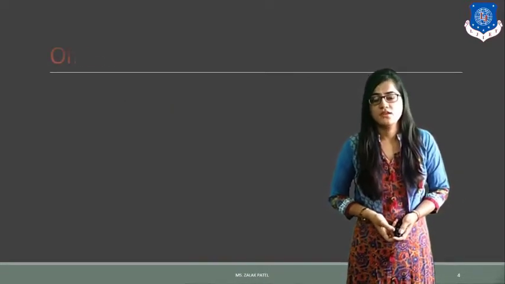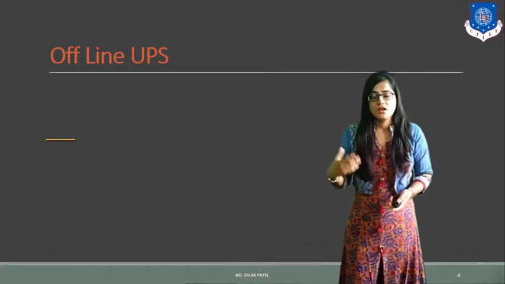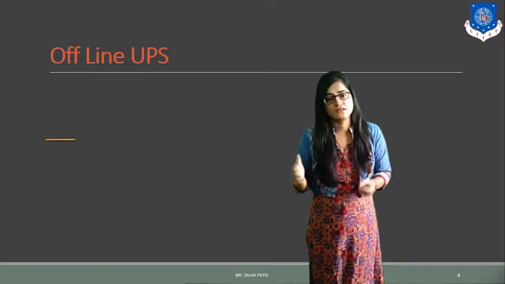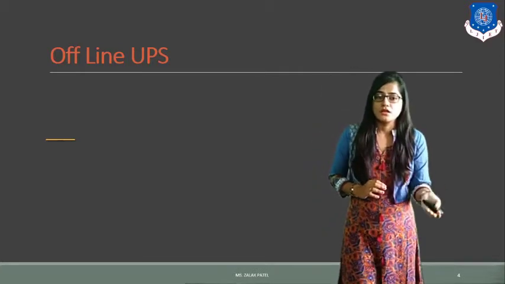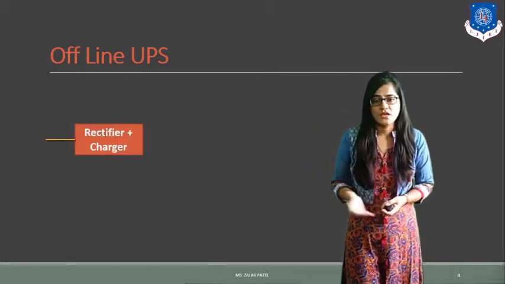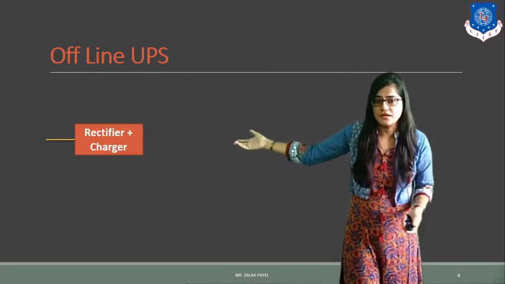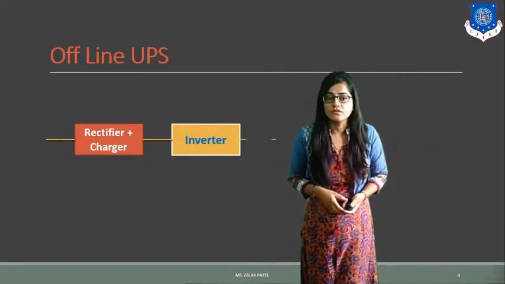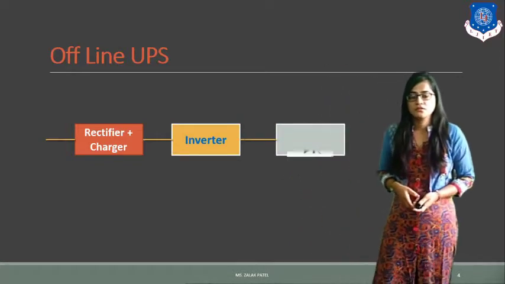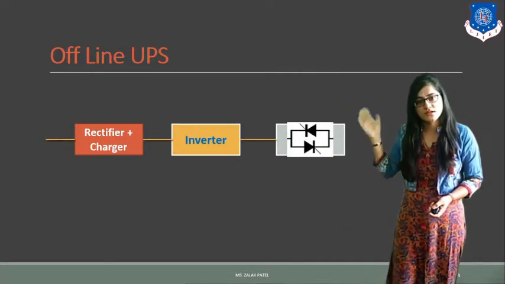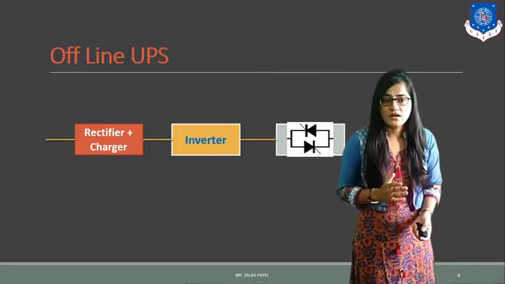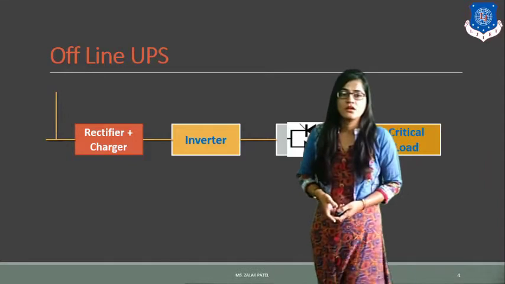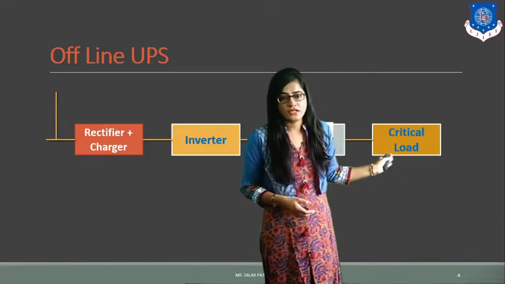Next one is the offline UPS. The block diagram for the offline UPS is almost the same as in the case of the online UPS that we have seen. The first block is the rectifier plus charger, then it is provided to the inverter circuit, then the static switches, which are like two anti-parallel SCRs connected back to back. Then it is connected with the critical load.